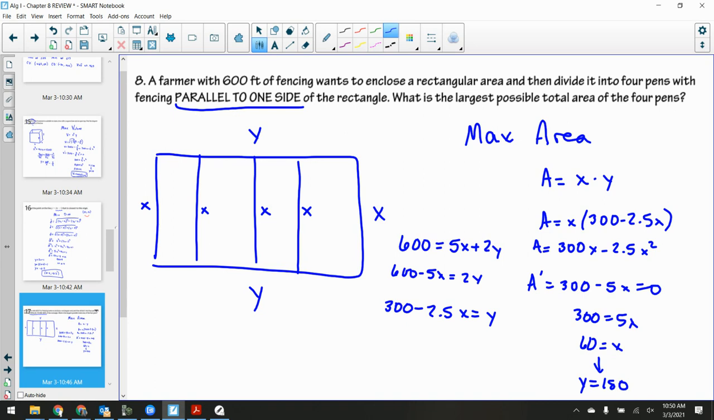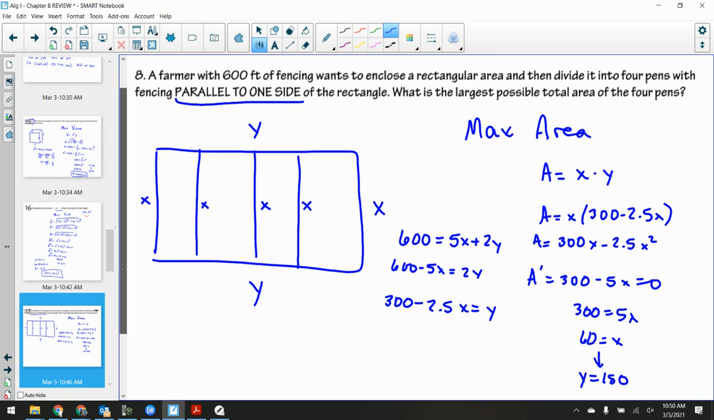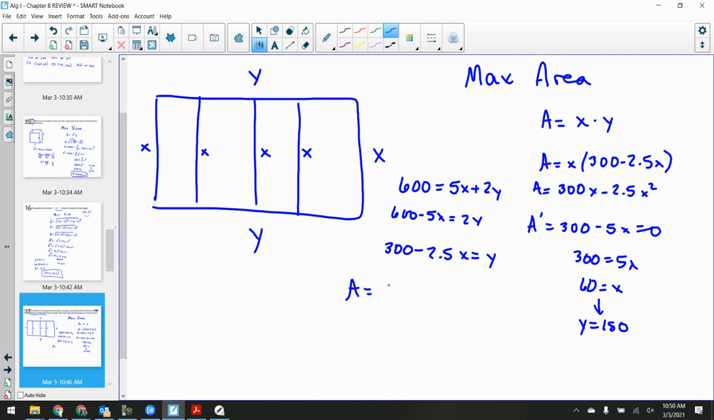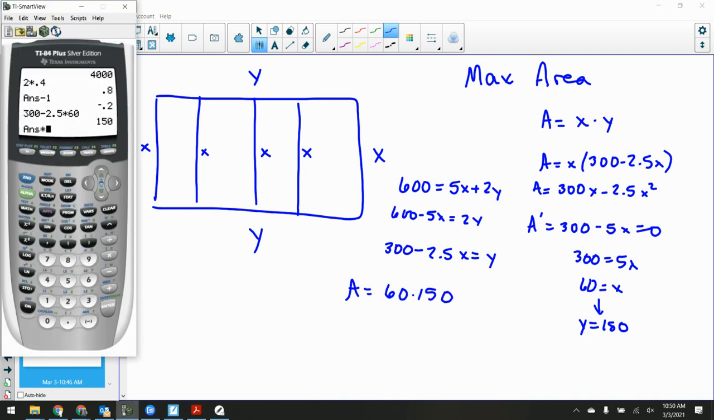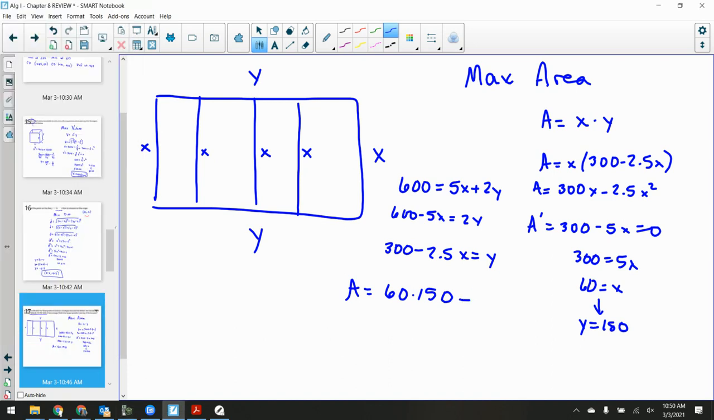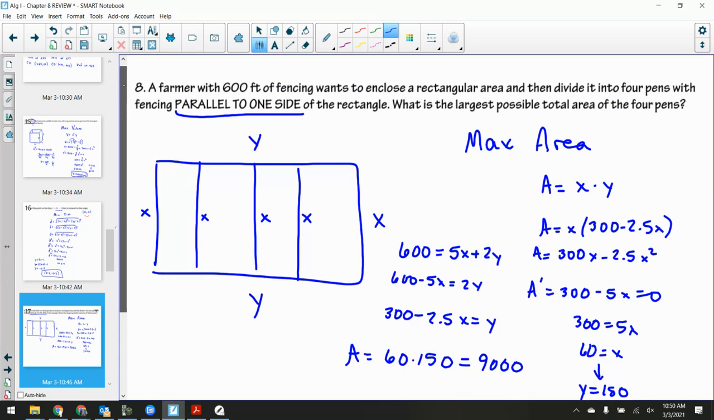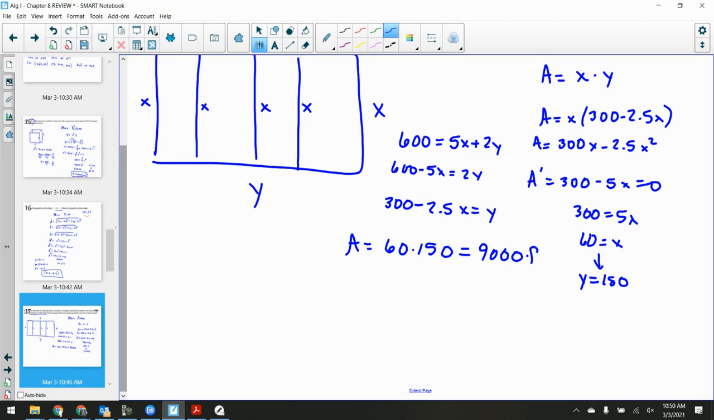And then is that it? No, I want the area, right? I want the area. So the area is equal to 60 times 150, or in other words, 9,000 square feet.